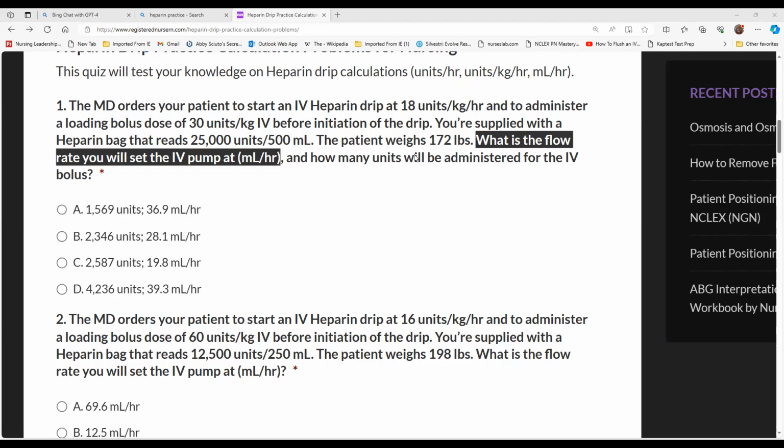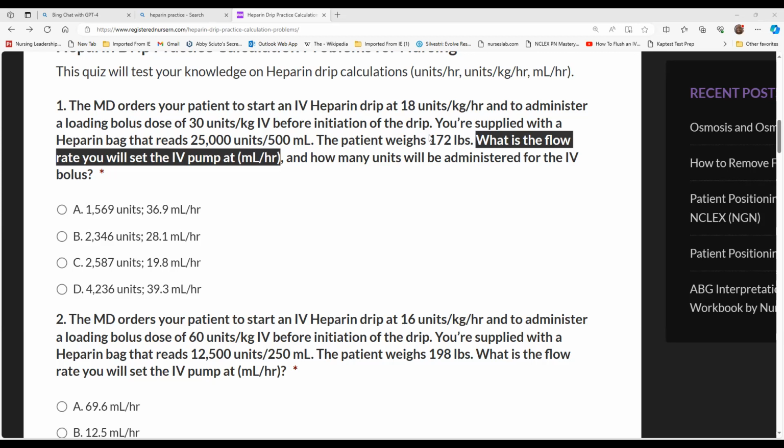Okay. In order to solve this problem, we need a couple of things. So the first thing we're going to need is the patient's weight. And the reason why we need that is because our order is weight based. So we're going to take our weight and just write it down for now because I'm going to flip out of the screen. All right, so our weight is 172 pounds.